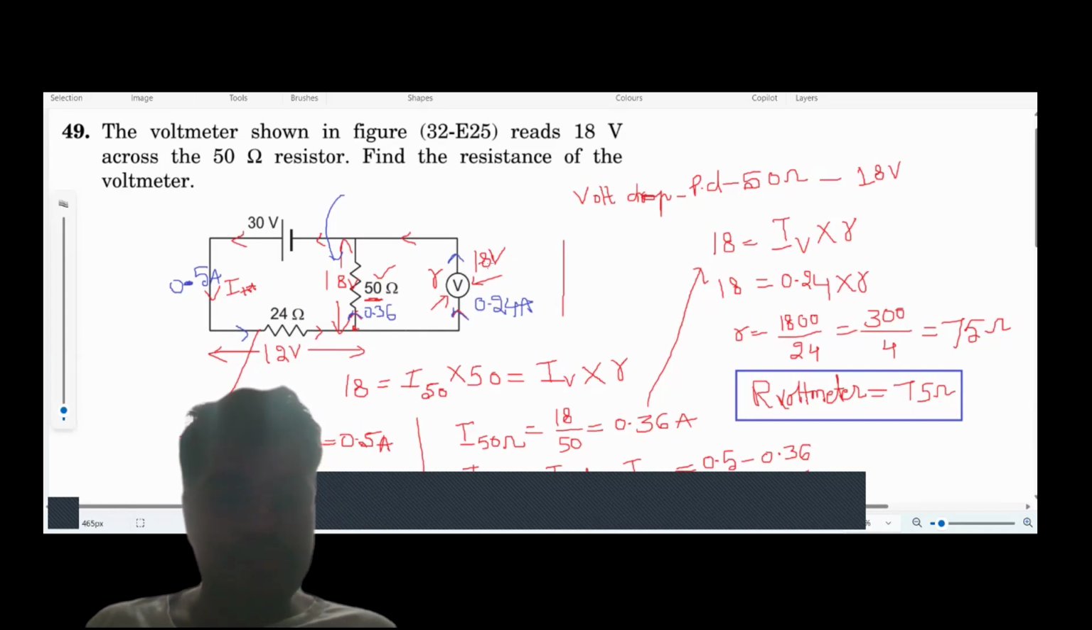Now you're done. Again, R is equal to V by I, 18 volt divided by 0.24, that is 75 ohm. So easy, right?